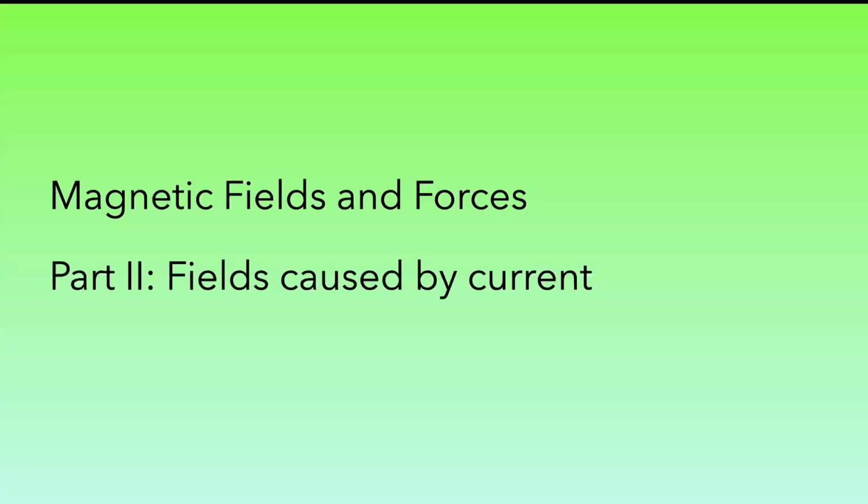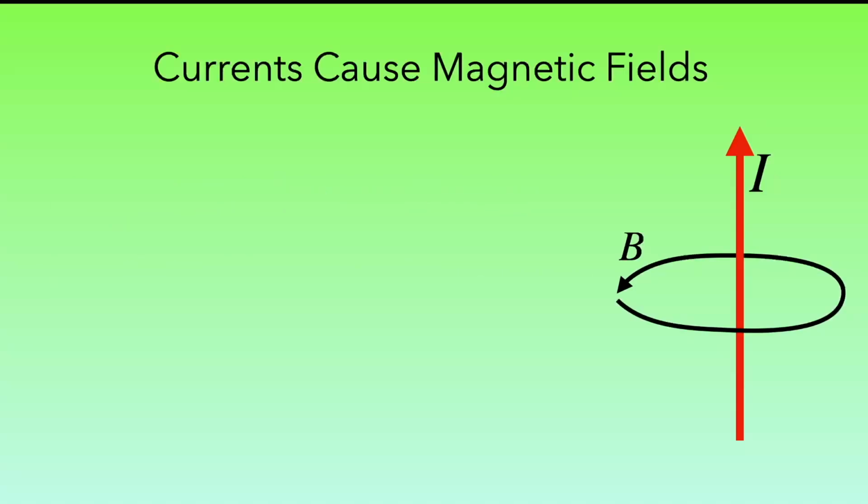Okay, in the first part, we talked about the forces, magnetic forces, QV cross B, IL cross B, creating a magnetic force. Now we're going to talk about the fields that are caused by currents. So it kind of works both ways. Currents are acted on by magnetic fields, but currents also create magnetic fields. So currents can cause magnetic fields.